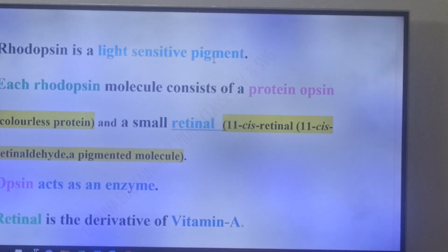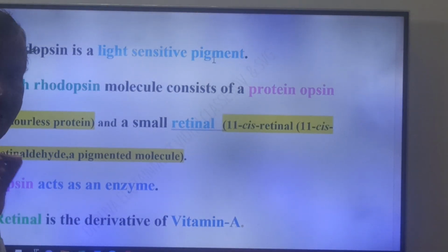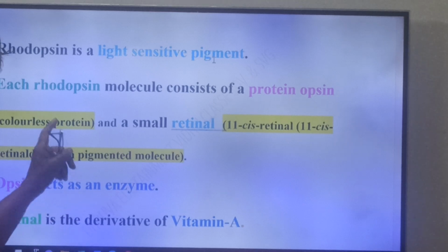It is a protein, friends. See, each rhodopsin molecule, this is important, friends, for MSET and NEET. Each rhodopsin molecule consists of a protein, that is opsin. What is that, friends? Opsin. It is a colorless protein, and a small retinol. Friends, here you remember opsin and retinol. That opsin is colorless, friends. This is for MSET and NEET.